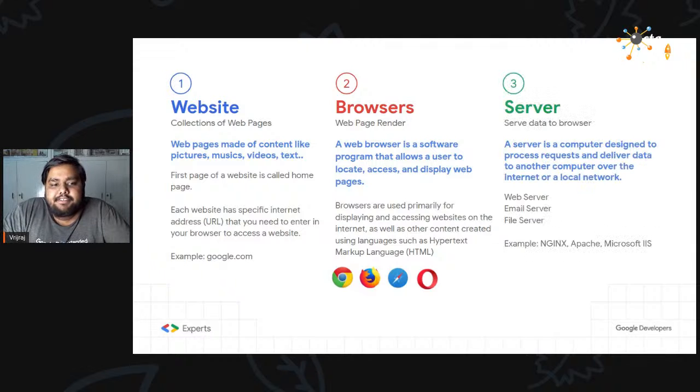And the third part is server. You can use a server to serve the data. For example, I have created web pages. Now, my web pages should be accessible to any device with the help of a network. So I need to create a server. A server is basically a kind of system where I can add my web pages, and from the network I can access them. So a server is used to serve data over the network. A server is a kind of computer designed to process a request and deliver data to another system.